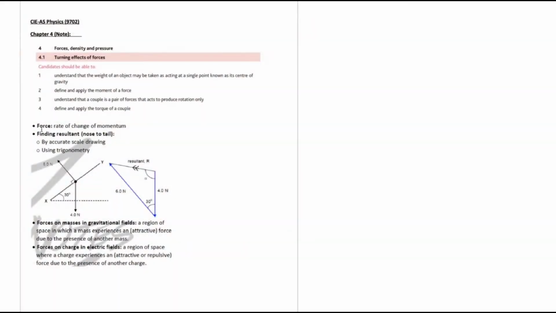So first of all, we start with force. What they said here, force is the rate of change of momentum. When you look at this definition of force, you have to think of the formula at the same time. So force equals the rate of change of momentum, which is mv minus mu over t. So that is the meaning of rate of change of momentum.